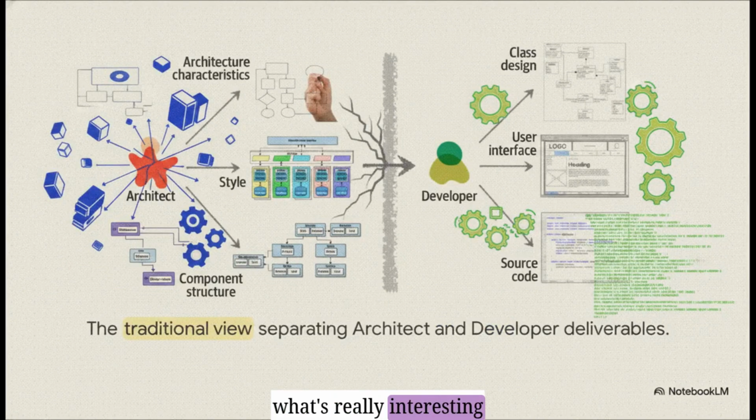Now, what's really interesting about this slide is the stark visual separation between these two worlds. On the left, we've got the architect, right? They're generating top-level components and styles. And then on the right, we have the developer, who's focusing on class design, user interfaces, and the source code itself. But look right down the middle there. There is this dangerous physical and virtual barrier separating them. Historically, decisions pass through this wall in only one direction, which, as we'll see in just a bit, is literally a recipe for a brittle, failing system.